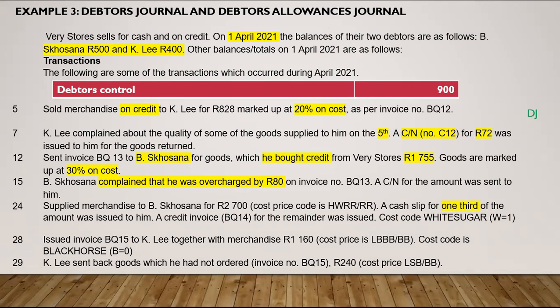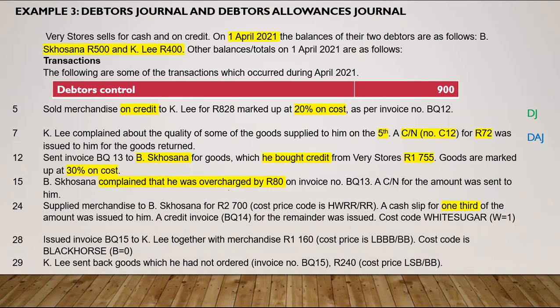Kylie is a debtor. Goods returned by the debtor will be recorded in the debtor's allowances journal. Now, you need to be careful when you record the transaction in the debtor's allowances journal. If it is just the return of goods, you will need to record it with the cost of sales amount. However, if it is an allowance, you cannot record it with the cost of sales amount.